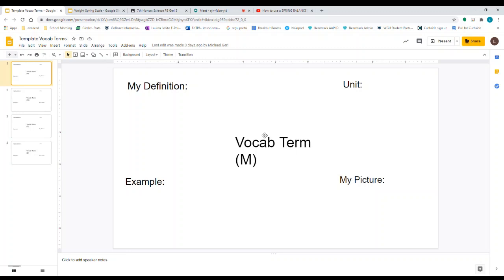The very first one should say mass in the middle with our definition, our example, our unit, and our picture. And then when we move to slide 2, it has a W, and this one we fill in weight right here, what our definition is.